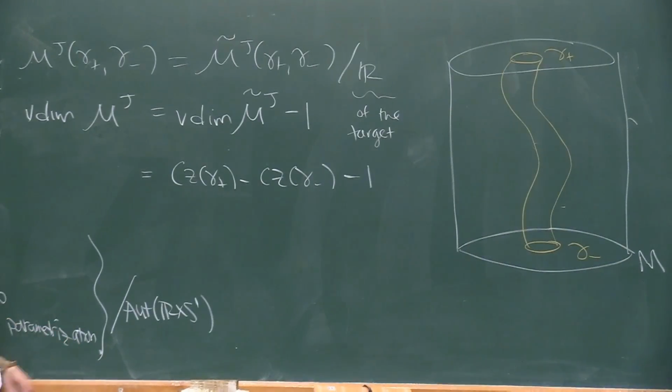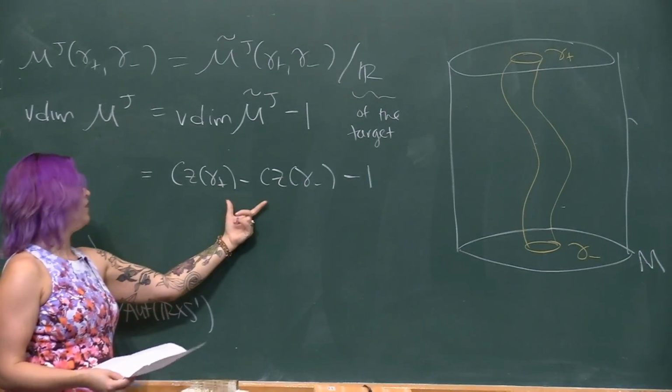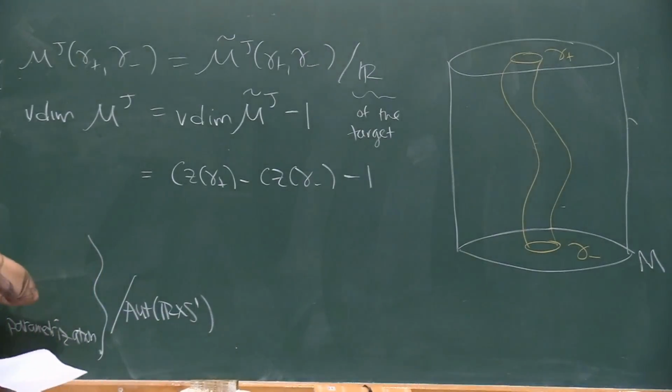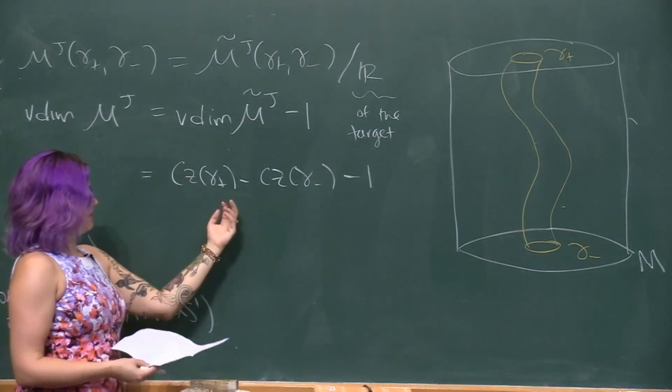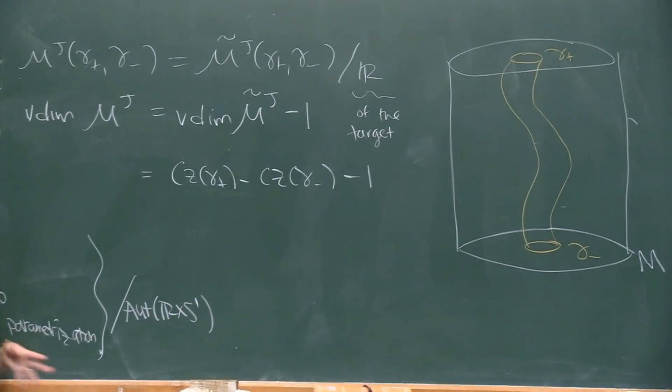And the way that you would want to prove d squared is 0 is that when you look at d squared, that would count index difference 2 cylinders, or broken cylinders. The virtual dimension of that moduli space is going to be 2 minus 1, which is 1. If you can compactify that moduli space by including some broken curves, then a compact 1-manifold has to have an even number of boundary points. If you count them with sign, they would cancel. And so that's how you would get that d squared is 0.